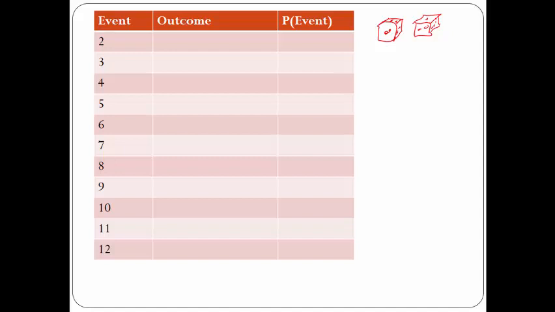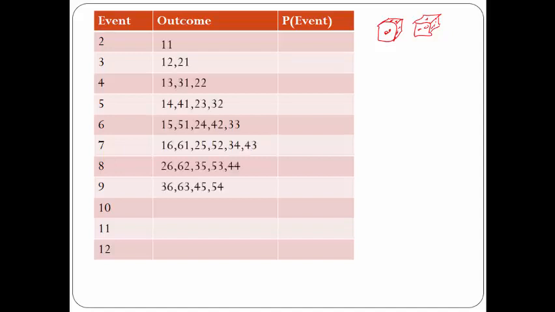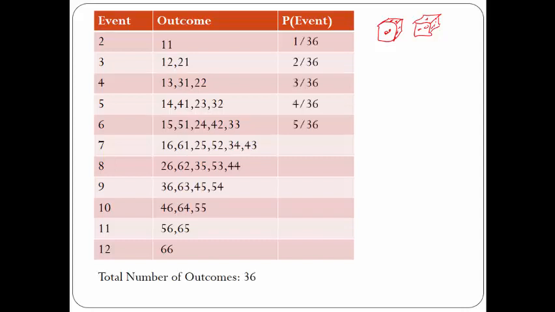Well, if I think about the sample space here, each of these outcomes is not as equally likely. There are 36 total outcomes, but as we can see, it's a lot more likely that we roll a 7 than it is we roll a 2.